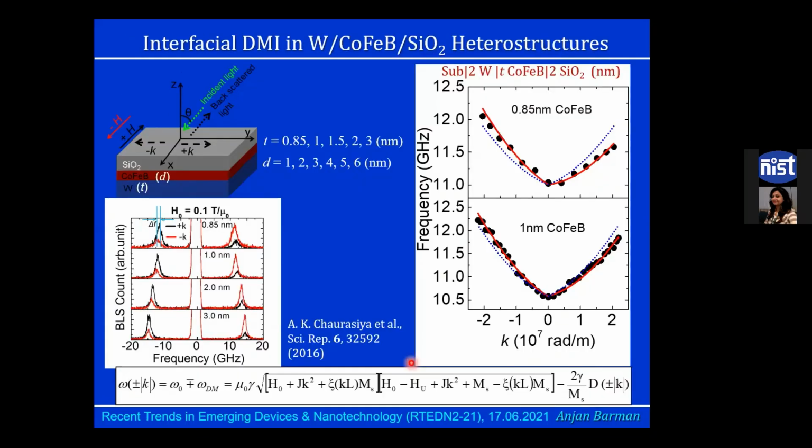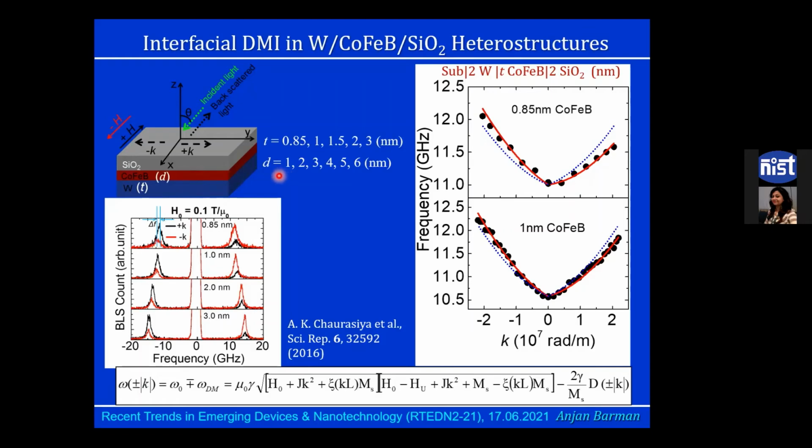So how do we measure it? We measure it by using Brillouin light scattering, the inelastic light scattering, as I said before. Here we have a sample, which is tungsten, cobalt, iron, boron, silicon. We like tungsten very much because it is cheap and it has a very nice interface with cobalt iron boron. Tungsten can also give rise to a very high spin Hall effect and very nice spin transparency, so this is a very important material. At the same time, cobalt iron boron is a very important material for magnetic tunnel junctions, which are used in magnetic RAM or MRAM devices.